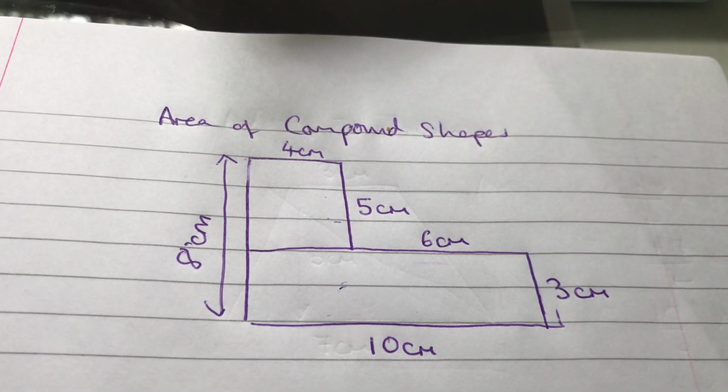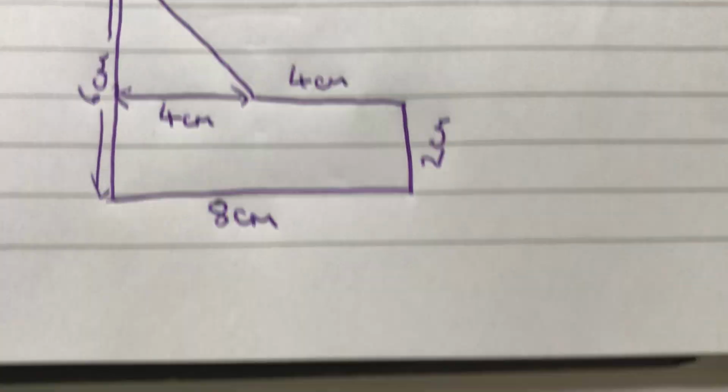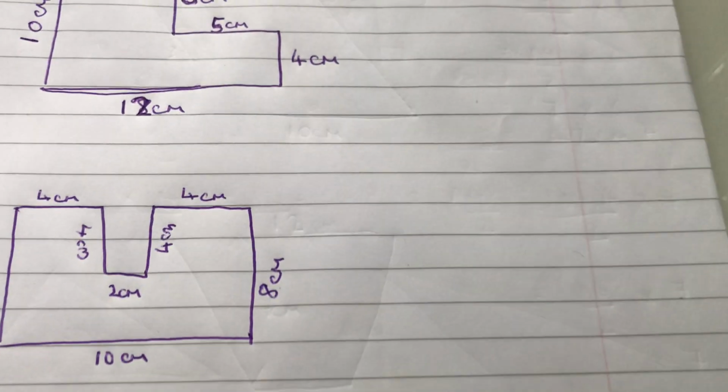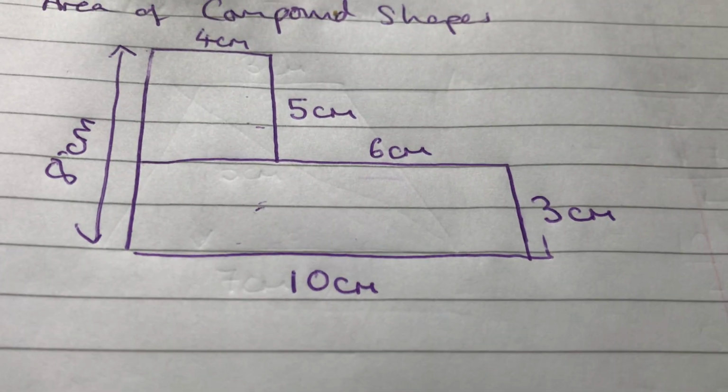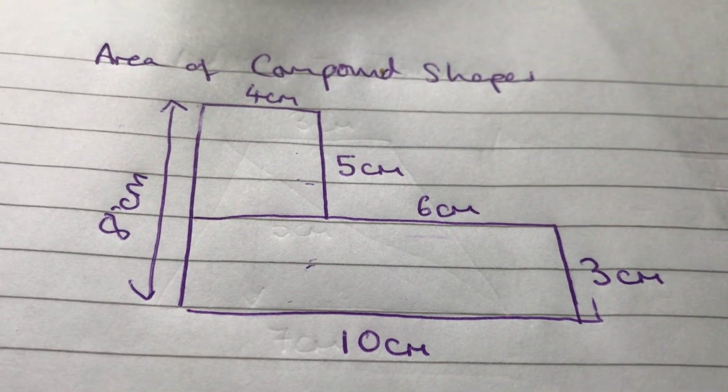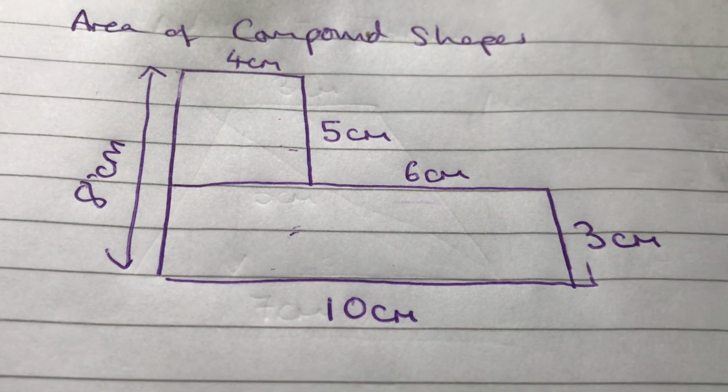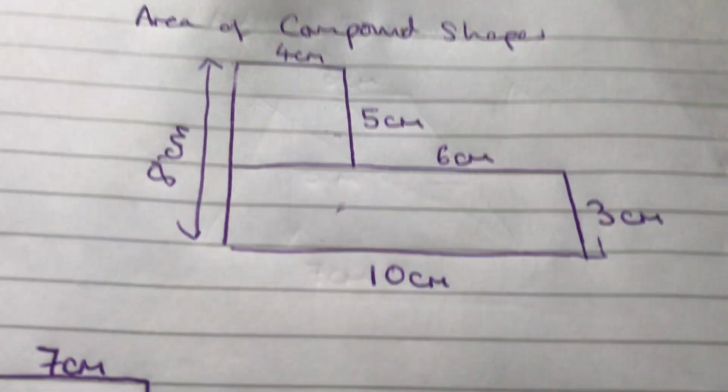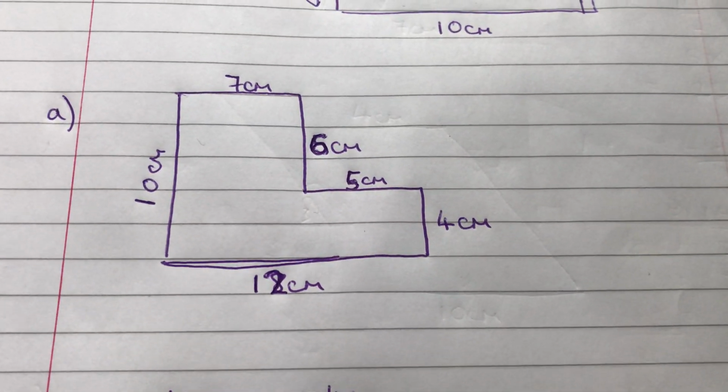It isn't always rectangles, it can be triangles, as you can see at the bottom here, and can be different shapes as well. Lots of different shapes, but we're going to be predominantly working today with squares, rectangles and triangles. Okay, so let's do our first example.